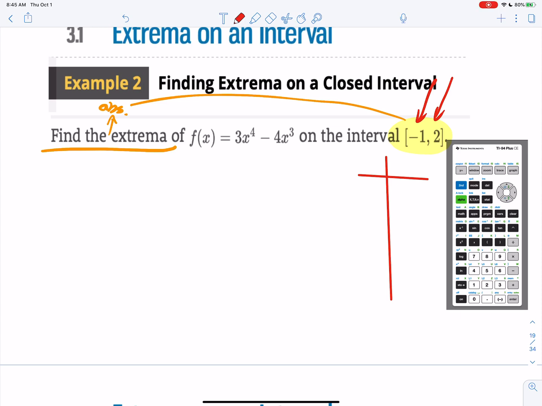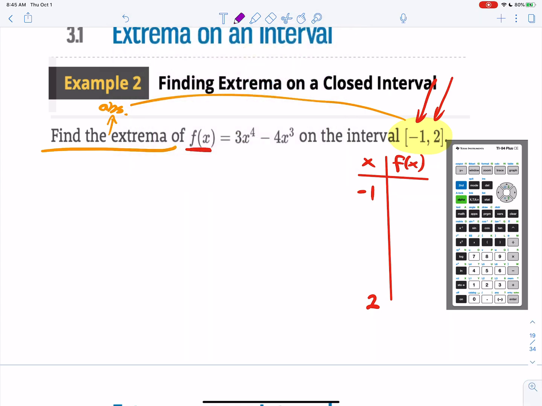What we want to do is find out at what x value f of x will give me the highest and the lowest point. So we know that it could occur at the endpoint, so I'm going to put -1 and 2. But notice how I left some space in between. Remember what could happen in between? The absolute extremas could occur at a critical number, which is what I'm saving space for.